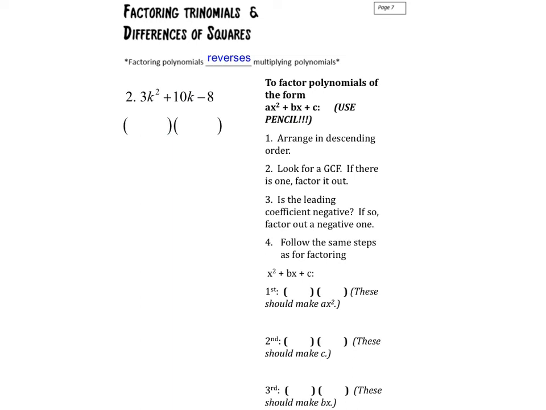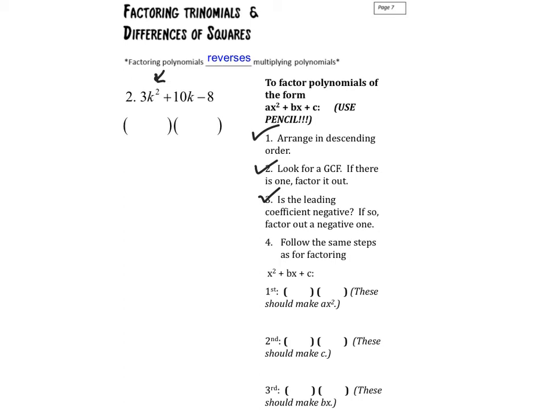Here's our next example, example 2. What we're going to do is go through our set of rules over here. Arrange in descending order. Well, it's already in descending order. I have my power of 2 here, and it's in the front. I want to look for a GCF. Are there any common terms? Let's see, 3k squared, 10k minus 8, nothing in common that I can pull out. I want to check to see if the leading coefficient is negative, and it is not. Okay, so now I can go ahead and follow the steps for factored form.